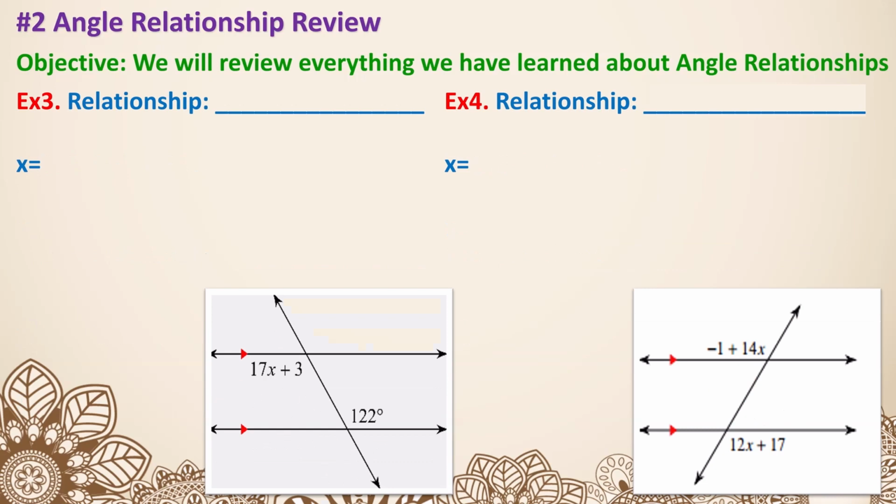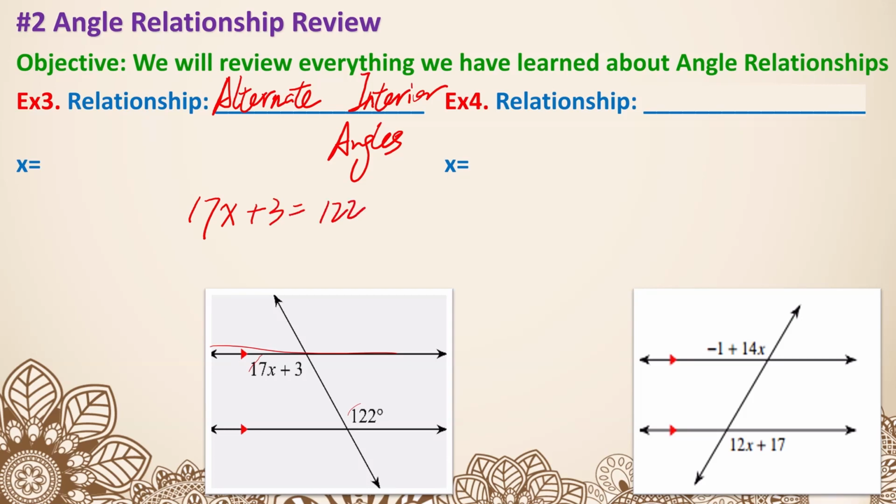Moving on, example 3. One is on the left side of the transversal, the other on the right side of the transversal, and they're both inside the parallel lines. So alternate interior angles. And alternate interior angles are congruent to each other as well, so we just need to set them equal to each other. 17x plus 3 equals 122. Subtract 3 over. We're going to get 17x equals 119. Divide both sides by 17. x equals 7.